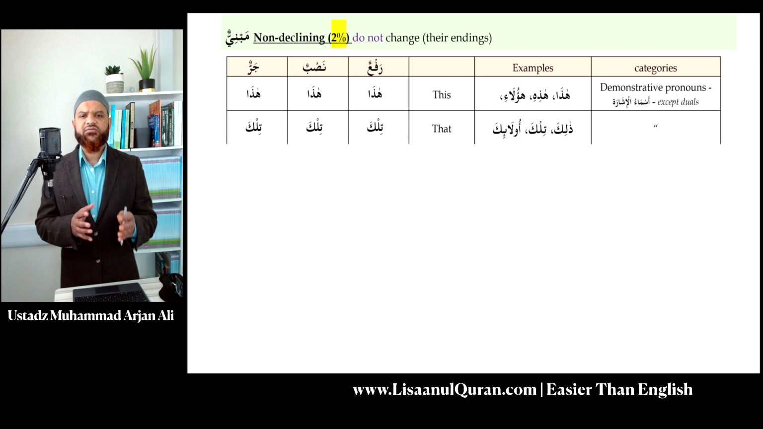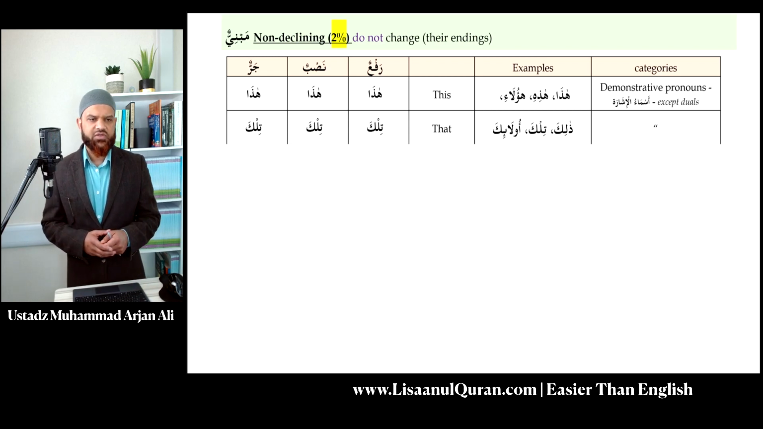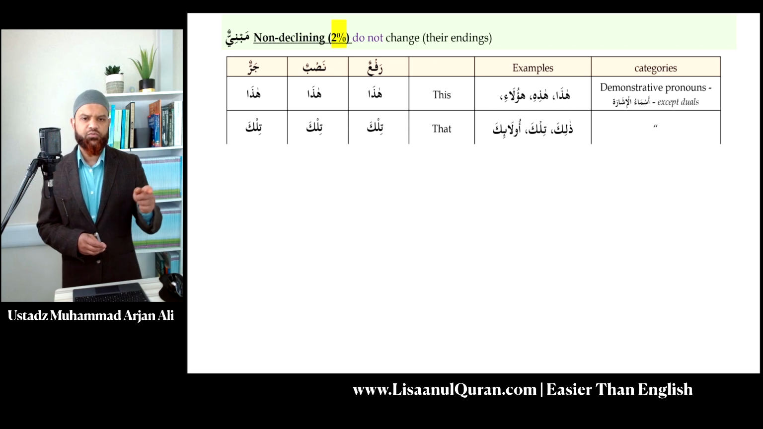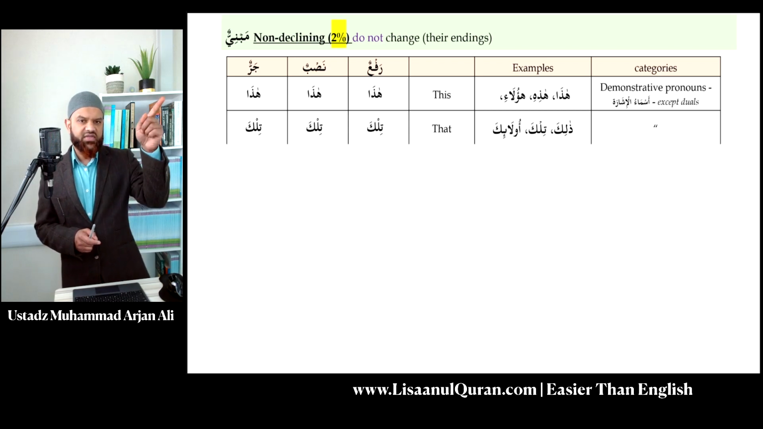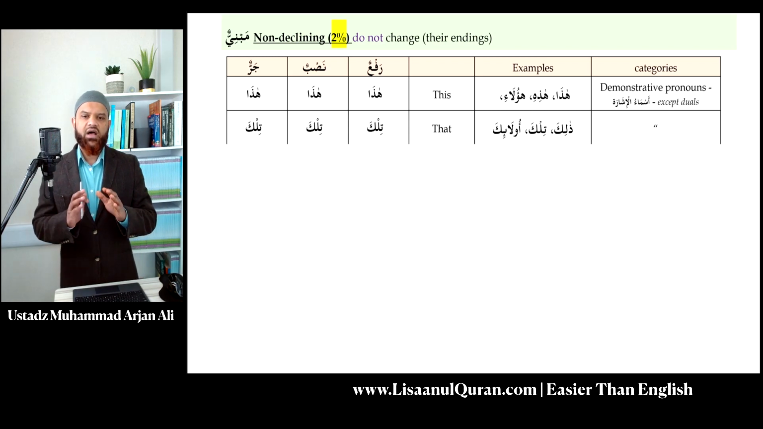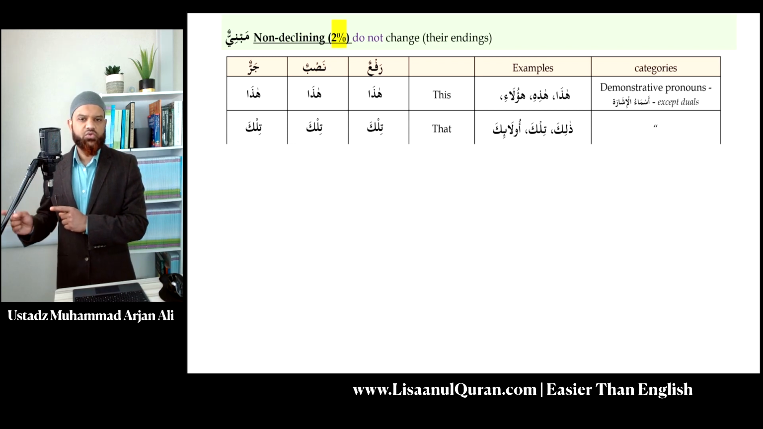Now there are several different categories of isms that fall into the mabni. The first one are pointing words, meaning the words that we use to point to something. This, that, these, those types of words in Arabic are all mabni. Please note, except for the dual. The dual will be exactly the same as the duals we've learned.